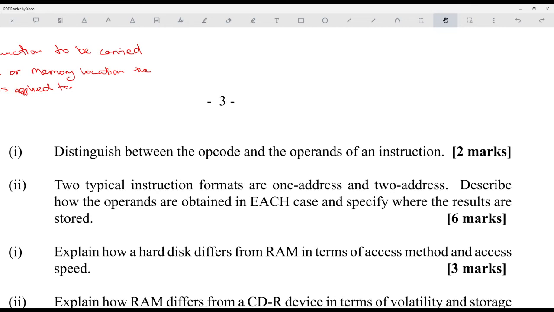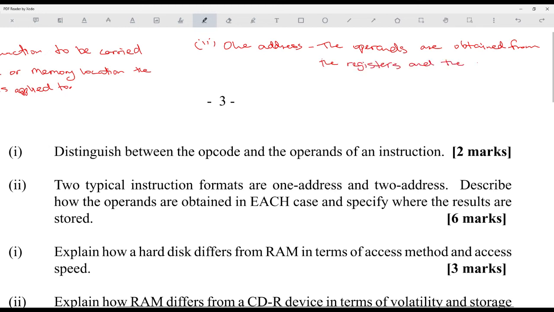Alright, 2 typical instruction formats are 1 address and 2 address. Describe how the operands are obtained in each case and specify where the results are stored. Alright, so 1 address. The operands are obtained from the register, and the result is stored in the accumulator.